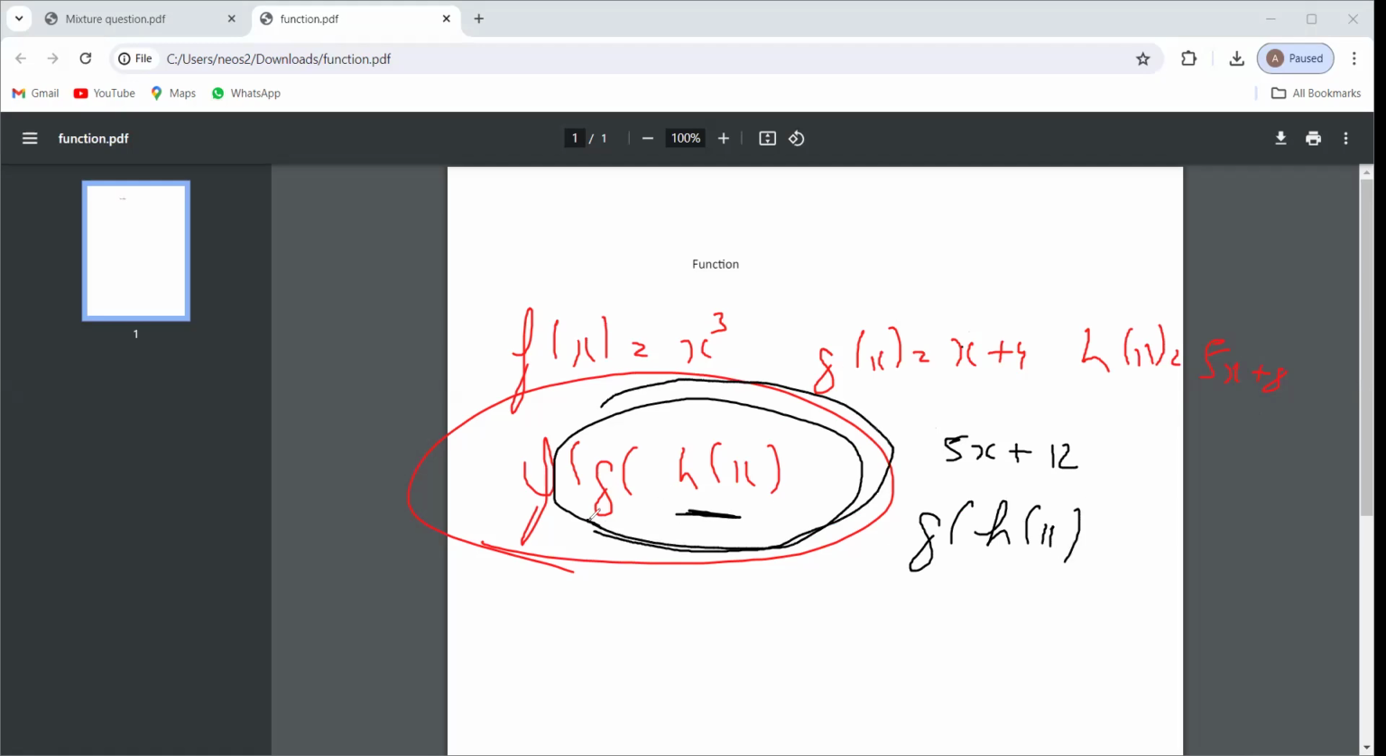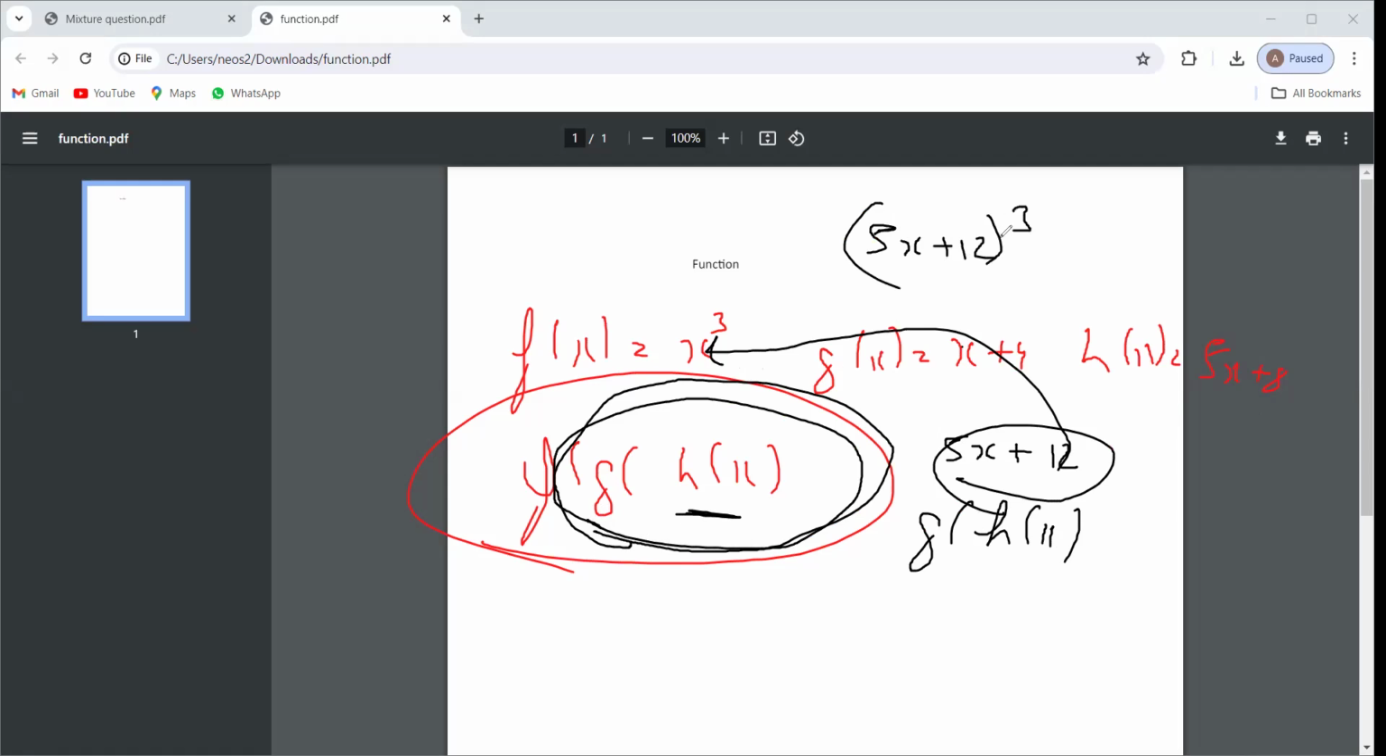Now you need to put instead of x, g of h of x. That is 5x plus 12. So instead of x, what are you going to put? 5x plus 12. Clear? Yes sir.